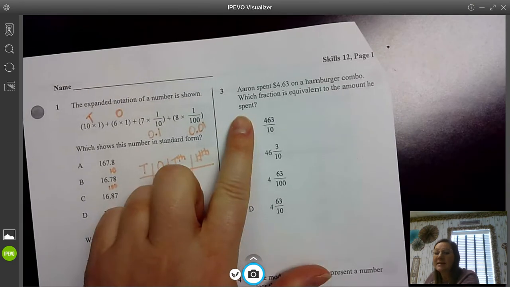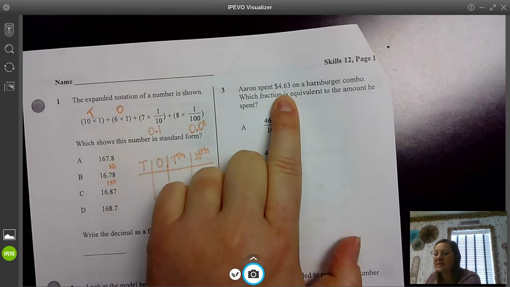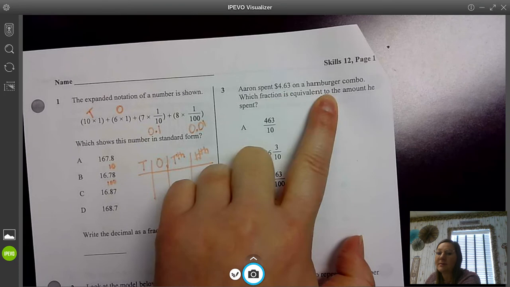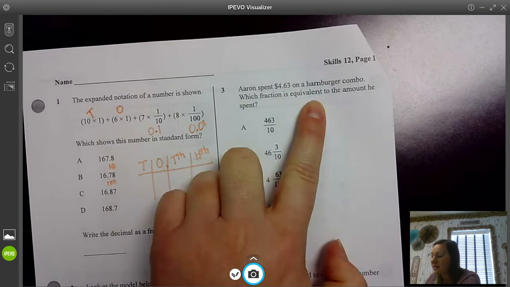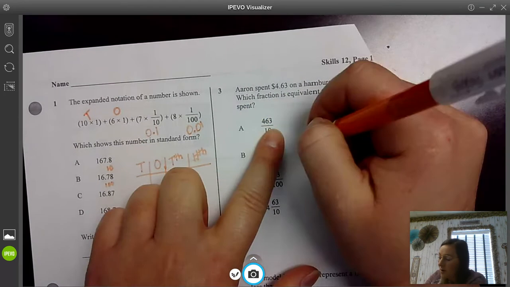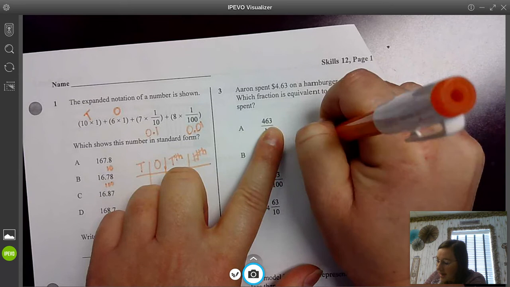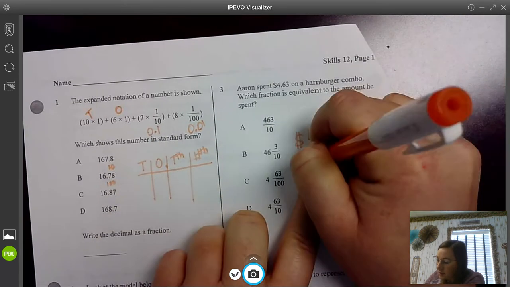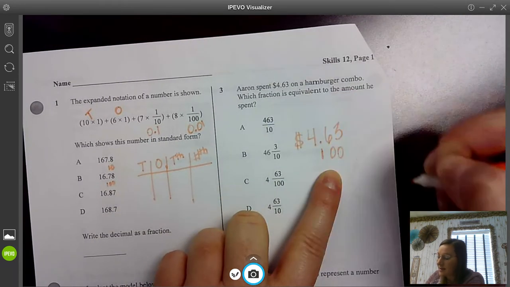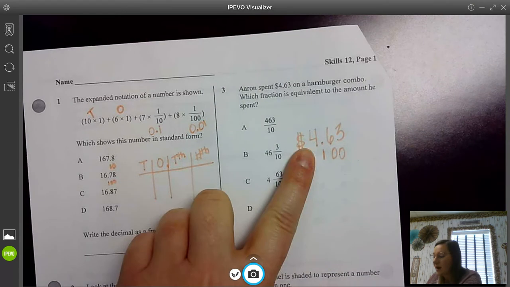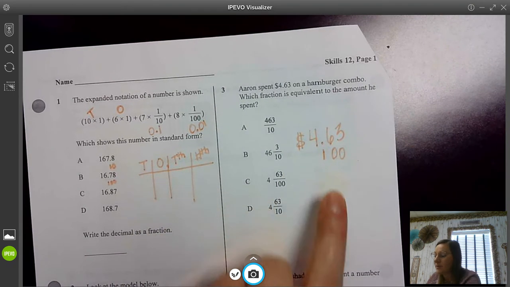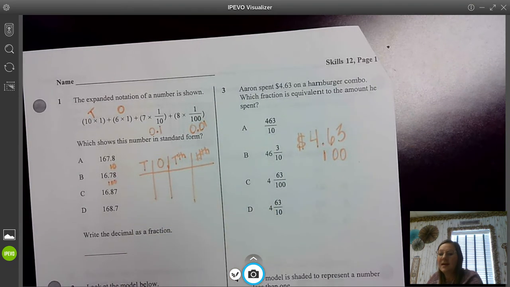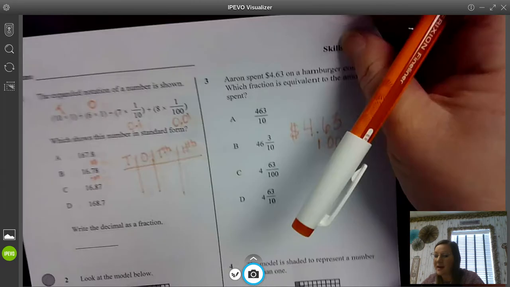It says Aaron spent $4.63 on a hamburger combo. Which fraction is equivalent to the amount he spent? Well, I'm going to write it here. $4.63, $4. I expect you to put your 1 under your decimal with trailing zeros. So that's 4.63. Okay, that one should be very easy for you now.